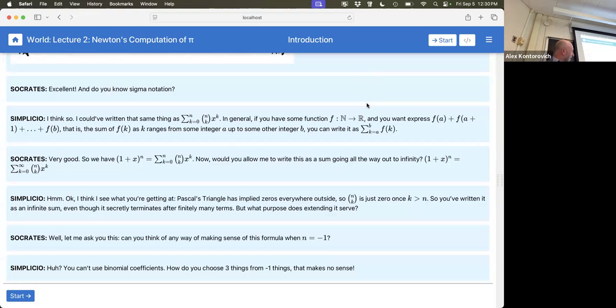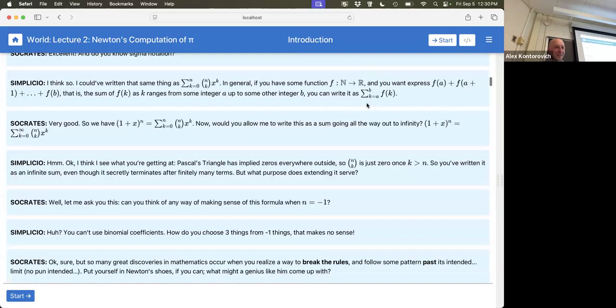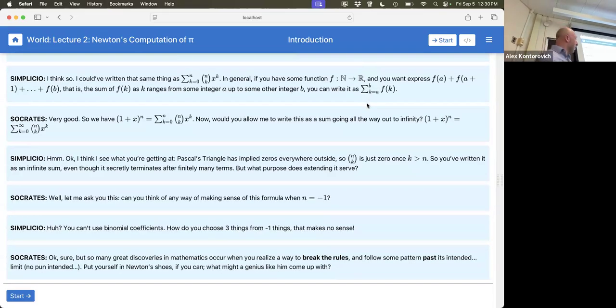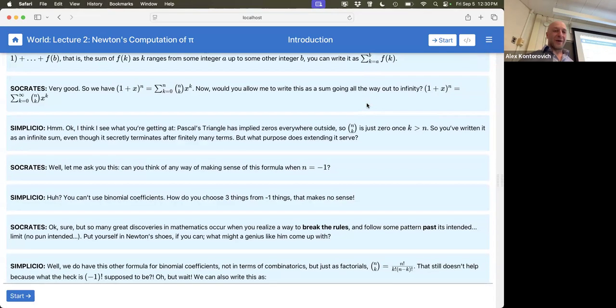So Simplicio says, you can't use binomial coefficients. How do you take three things from -1 things? That makes no sense. Socrates says, okay, sure, but many of the great discoveries in mathematics occur when you realize a way to break the rules. You follow some pattern past its intended limit. Put yourself in Newton's shoes. What would he do? And think outside the box.